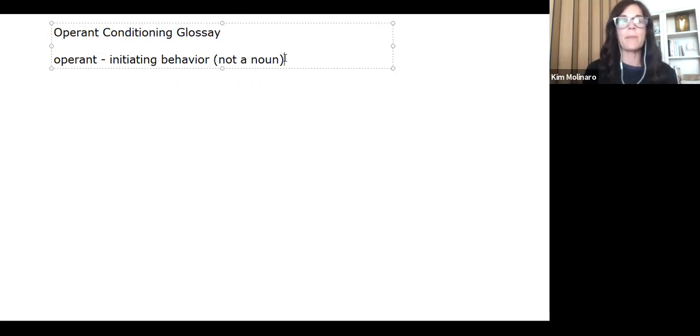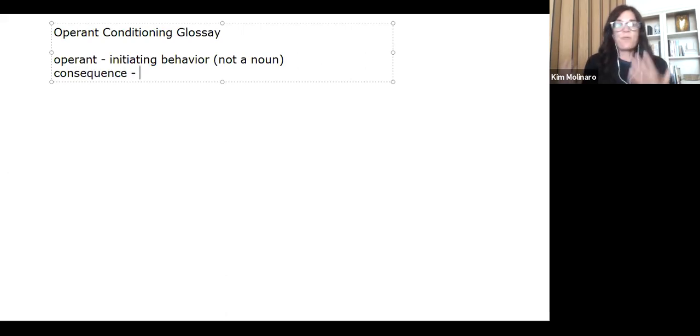Common example: Mom, can I have a cookie? Sure, here's the cookie. So what was the initiating behavior? The initiating behavior was not the child, was not Mom, was not the cookie. It was, hey, Mom, can I have a cookie? So you identify the initiating behavior in that behavioral sequence, and it's operant and consequence. And so consequence is whatever follows the operant.